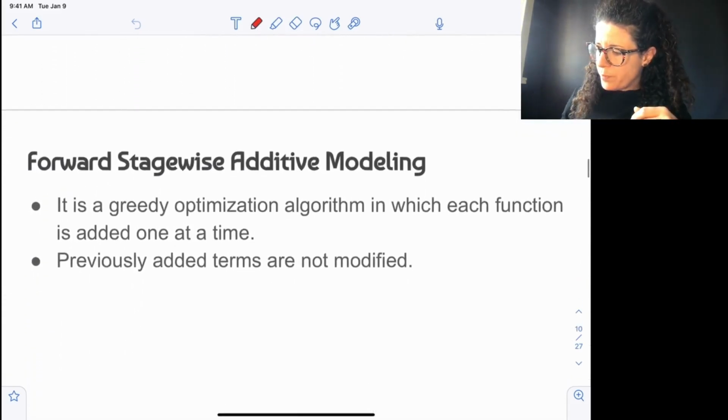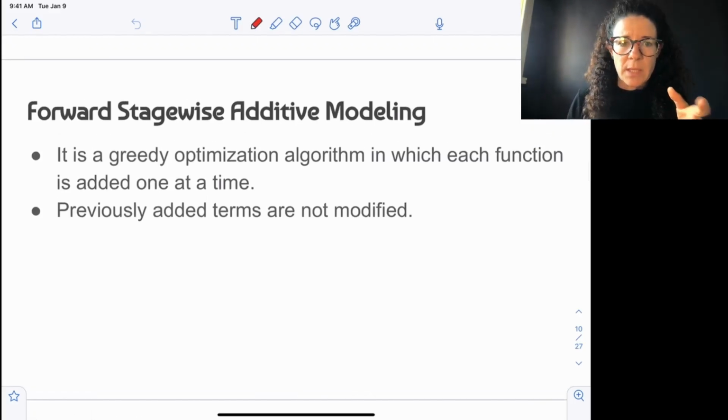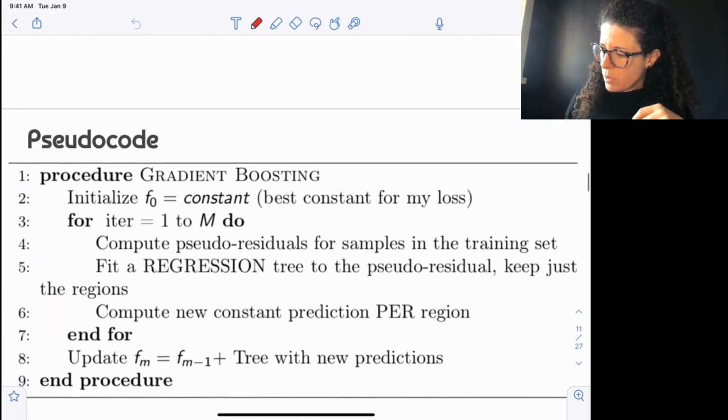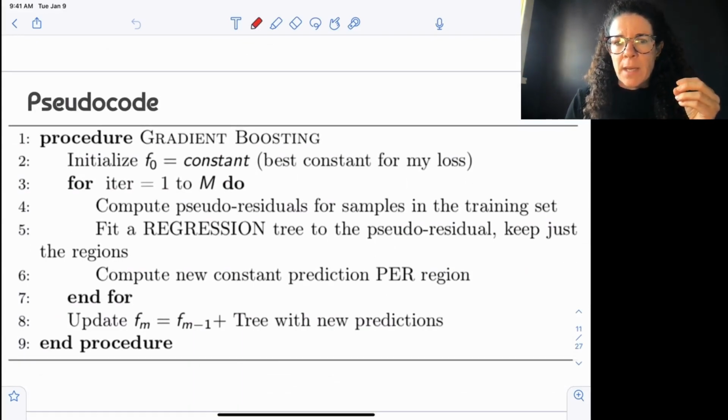So we're fitting each function one at a time in a greedy way, and previously fitted functions are not modified. Gradient boosting is going to be a generalization of AdaBoost for an arbitrary loss function.